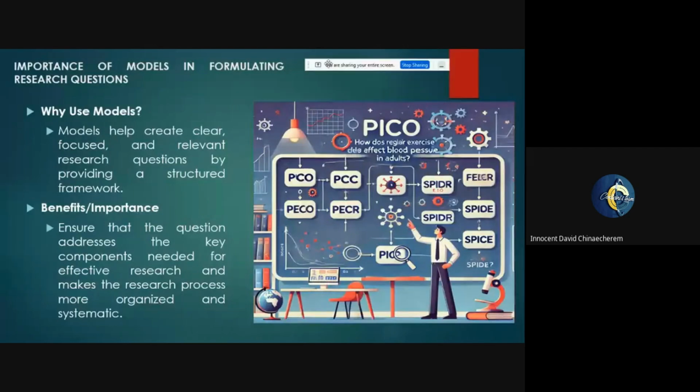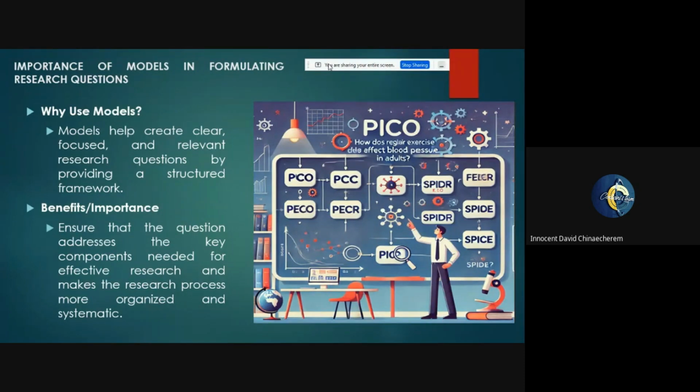Now, if you have a look at this image here, you get to understand that the reason why we use a model is that models help to create a clear, focused, relevant research question by providing a structured framework. Just like I explained at the beginning, if you want to start your research, it's very important for you to use a clear model to underpin your evidence. That model makes it clear and helps to improve the specificity of your research question.